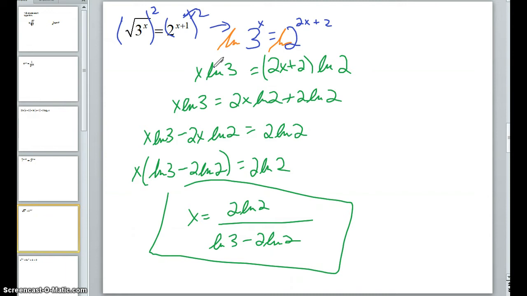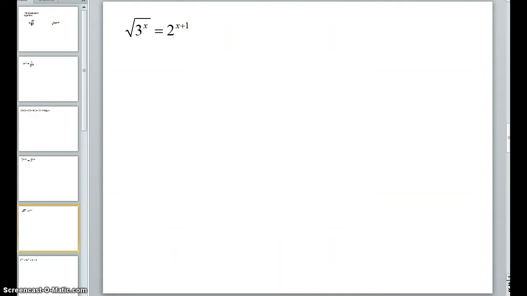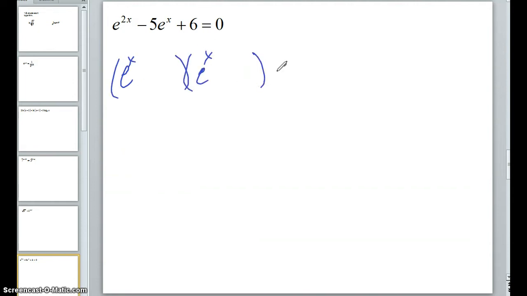All right, so let's take a look at the next one. We're speeding through these guys, man. Now, this is a polynomial, so we're going to factor this. e to the x squared minus 5 e to the x plus 6 equals 0. This looks like -3 and -2. So that way, if I do FOIL on this, I'll end up with this again.